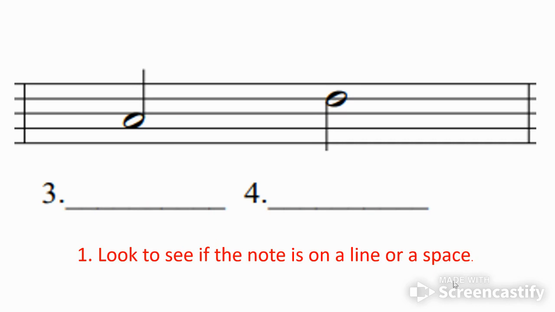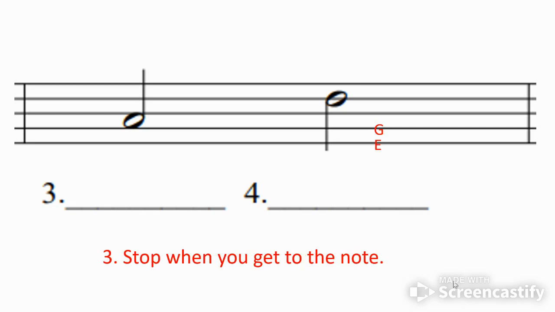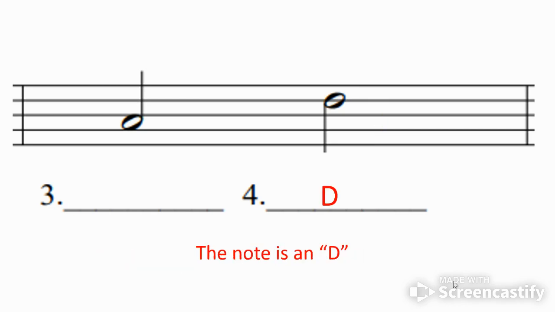To see number 4, look to see if the note is on a line or on a space. There's a line going right through that note, which means that it is on a line. So what's the trick? Empty Garbage Before Dad Flips. So let's count from the bottom. Empty, garbage, before, dad. That note is D.